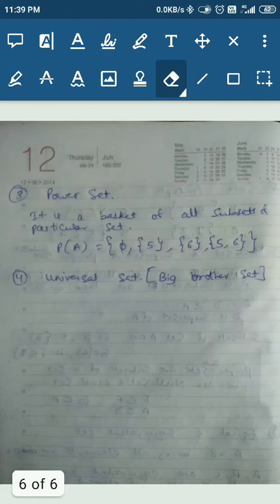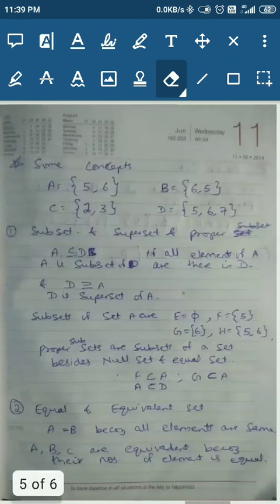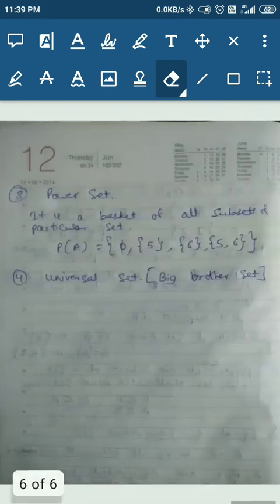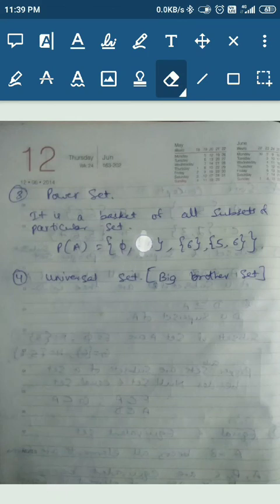Next is the power set. Power set is basically a basket of all the subsets of a particular set. So in our example, if this A is a set, and I have to write all the possible subsets of this set, then that becomes the power set, and that is denoted by P of A. Here all the subsets will come. The null set is one of the subsets, second is 5, third is 6, and last one is 5, 6. So all these subsets together are called the power set. Power set is basically a basket of subsets of a particular set.